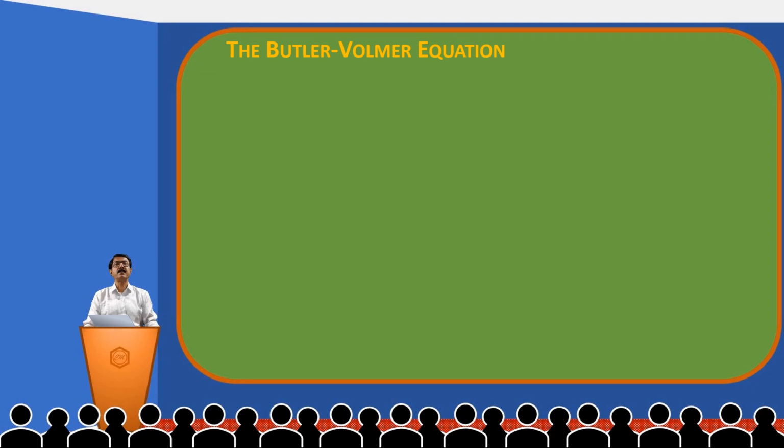This equation could be simplified further by writing Rf equals Kf into concentration of oxidized species multiplied by e raised to minus alpha delta phi F by RT. That is equation 7. It represents the rate of forward or cathodic reaction. It is the number of moles of positive ion reacting per second by crossing unit area of the interface.